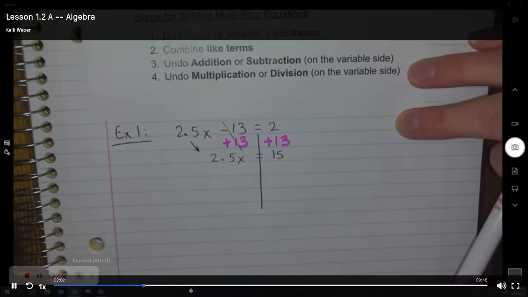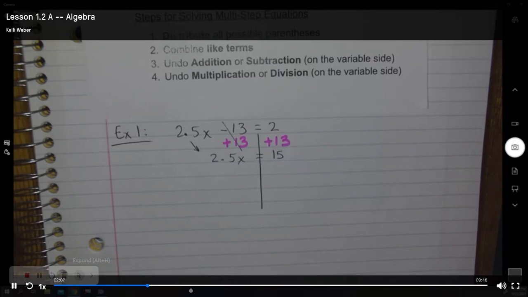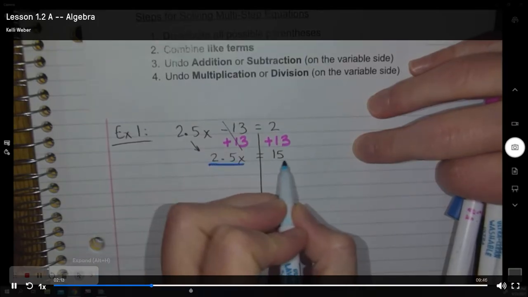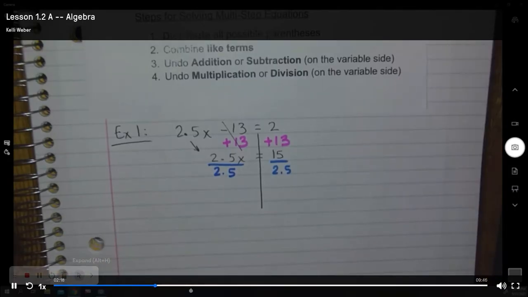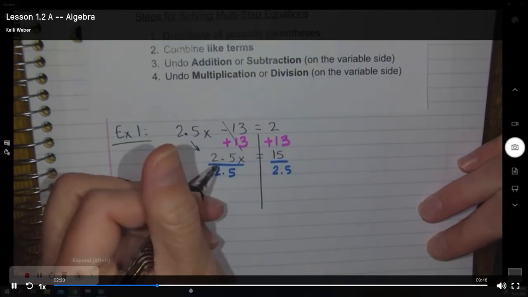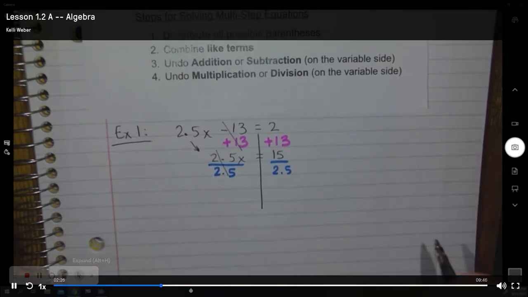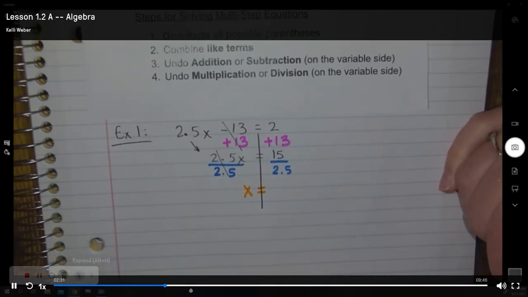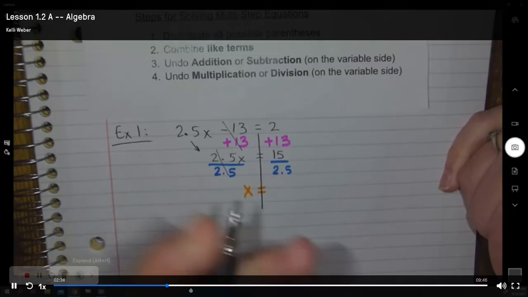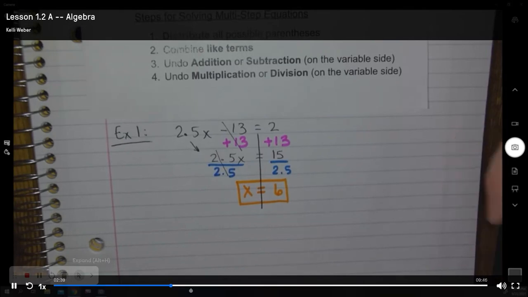Step 4 says undo multiplication or division on the variable side. Well, on the variable side, I have 2.5 times x. So in order to undo that, I'm going to divide both sides by 2.5. 2.5 divided by 2.5 is 1. So those cancel. 1x. 15 divided by 2.5 is 6. So for this equation, we discovered that x equals 6.